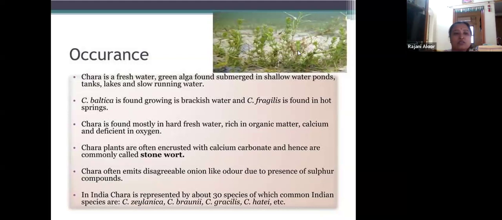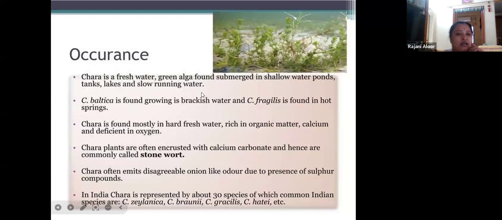Same like that, Chara is also a freshwater, green algae, found submerged in shallow water: ponds, lakes, ditches, and slow running water. This is the occurrence. The next one, best example, Chara baltica, is found growing in brackish water, or water with high phosphates. Different types of waters are also found, that is the baltica.